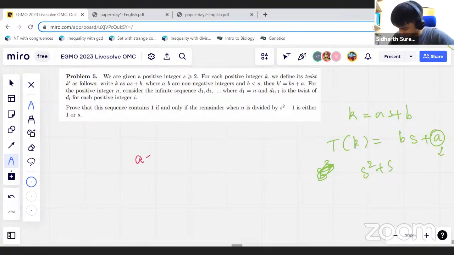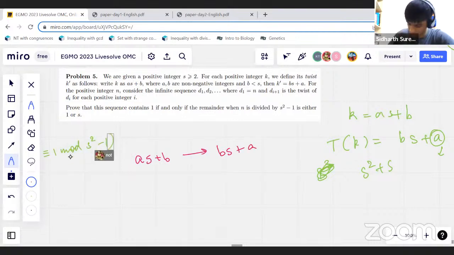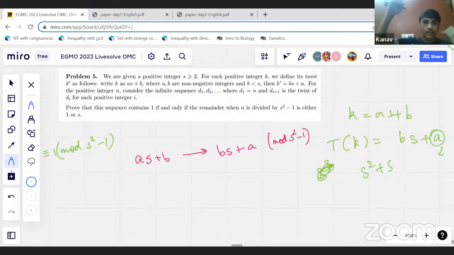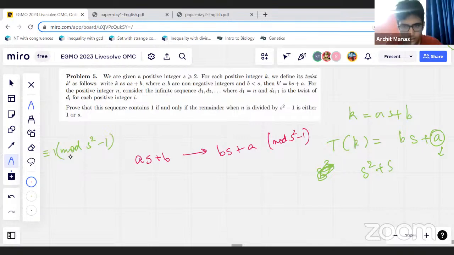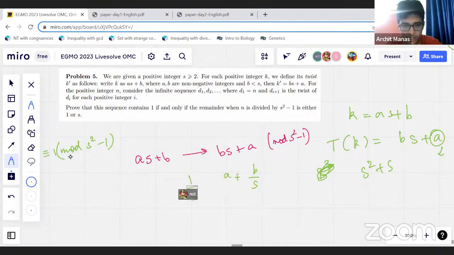It's interesting. Okay, first let's start with the easier case, which is probably when n is congruent to 1 modulo S square minus 1. Like what happens to these numbers modulo S square minus 1, say? If you take a number, you're just dividing by S every single time, right?